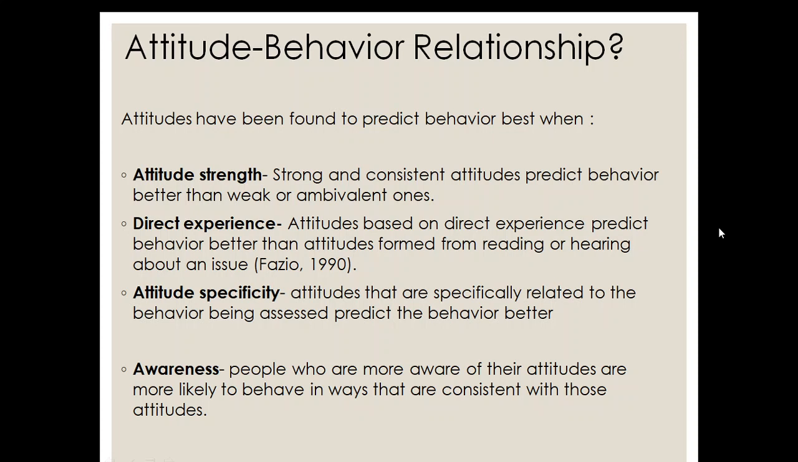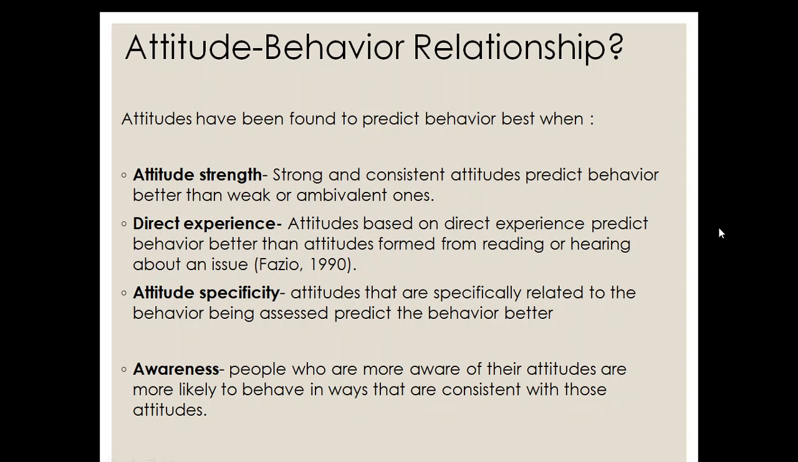Attitude specificity. What does that mean? Attitudes that are specifically related to the behavior being assessed predict the behavior much better, right? So you believe in a virtue of truthfulness, and an incident that has something to do with being truthful or not is what is likely to predict your behavior than an incident which has nothing to do with truth as a virtue. The more specific the value involved, the more predictable your behavior gets, right?